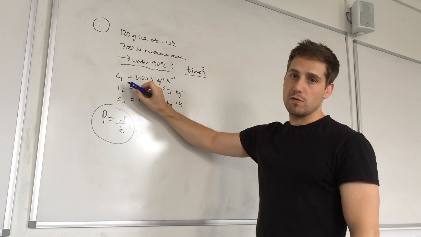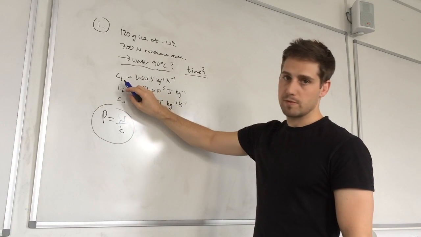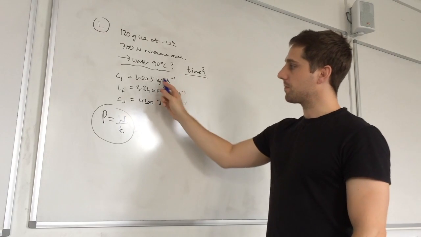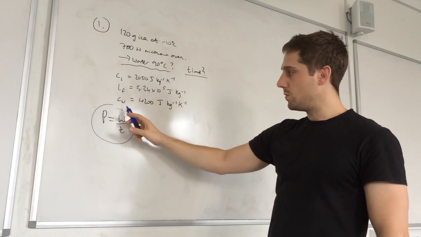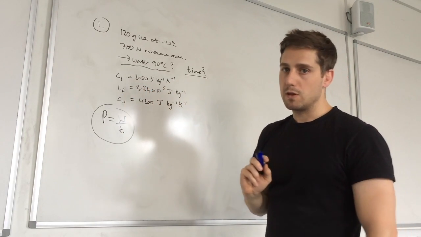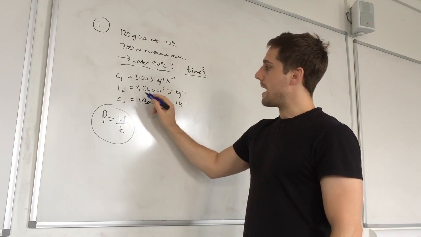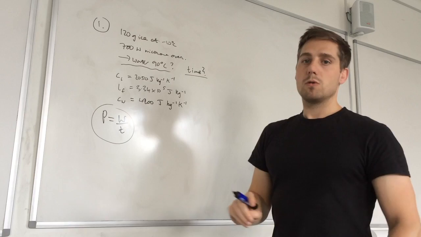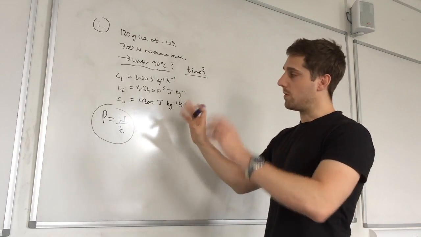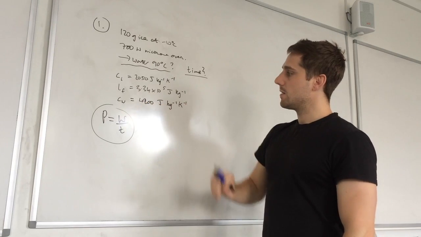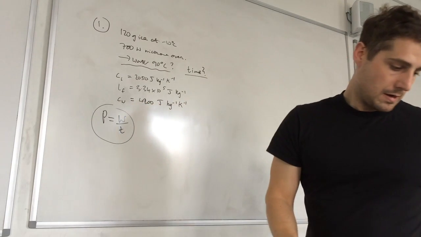Specific heat capacity of ice, so that's C subscript I, is 2050 joules per kilogram per Kelvin. I've used the subscript I to differentiate it from the specific heat capacity for water, which is 4200. And then the latent heat of fusion, which is for water and ice, so there's only one value here. The latent heat of fusion, I didn't need to put I or W there. 3.34 times 10 to the 5.